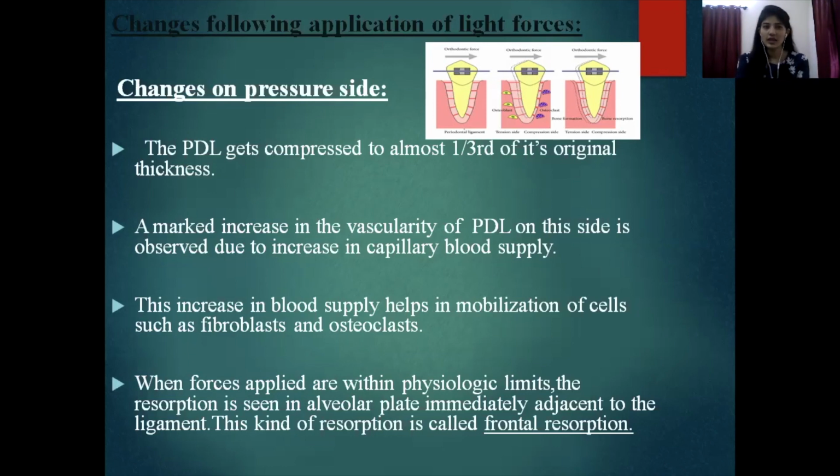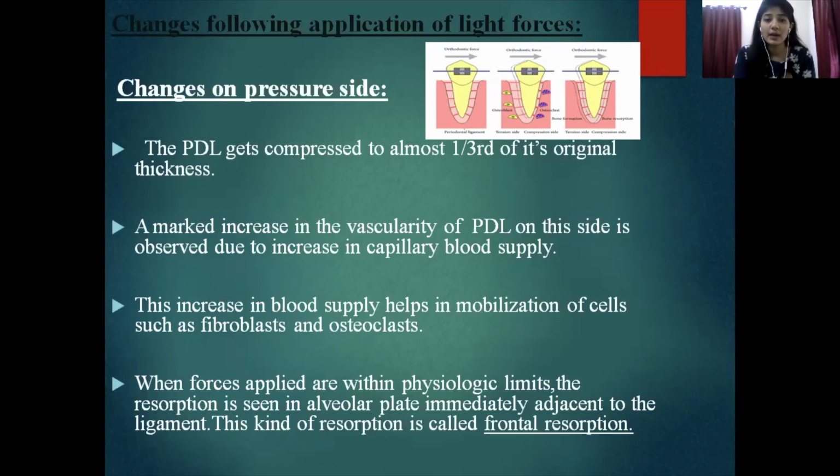So the changes occurring on the pressure side: the PDL gets compressed to almost one-third of its original thickness. There is a marked increase in the vascularity of the PDL, obviously, as there is squeezing of the PDL. There is a decrease in the surface area, but not in the amount of extracellular matrix. The increase in vascularity on this side is observed due to the increase in capillary blood supply. This increased blood supply helps in the mobilization of cells such as fibroblasts and osteoclasts.